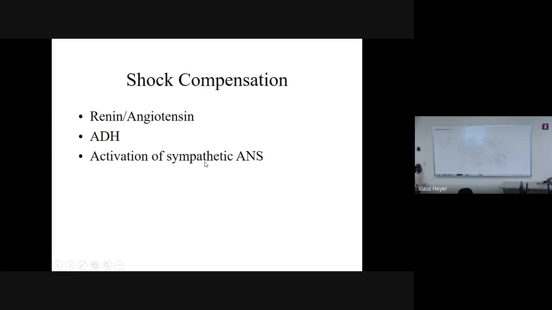Your sympathetic division of the ANS, the ANS, we were talking about it, like the vagus nerve, the medulla oblongata goes through the vagus nerve, and that's hooked up to your heart, and that's hooked up to your blood vessels. That's the ANS, autonomic nervous system.